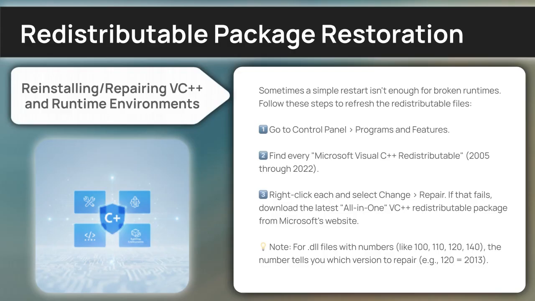Sometimes a simple restart isn't enough for broken runtimes. Follow these steps to refresh the redistributable files. First, go to Control Panel, then select Programs and Features. Second, find every Microsoft Visual C++ Redistributable 2005 through 2022. Third, right-click each and select Change, then select Repair. If that fails, download the latest all-in-one VC++ Redistributable package from Microsoft's website. Please note that for DLL files with numbers, the number tells you which version to repair. For example, 120 equals 2013.